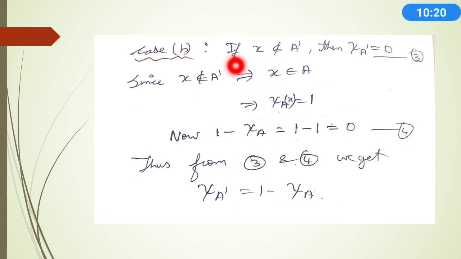Again we have to prove the other case, not belongingness. If x doesn't belong to A dash, then by definition psi A dash value will be 0. Since it doesn't belong to A dash, obviously it belongs to where? A. So psi A value will be 1. You substitute in the right hand side, 1 minus 1 will be 0. From third and fourth equation we got the result.